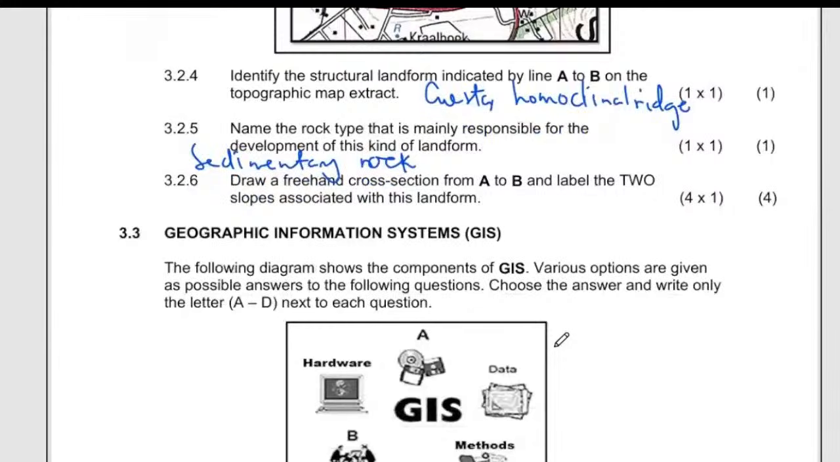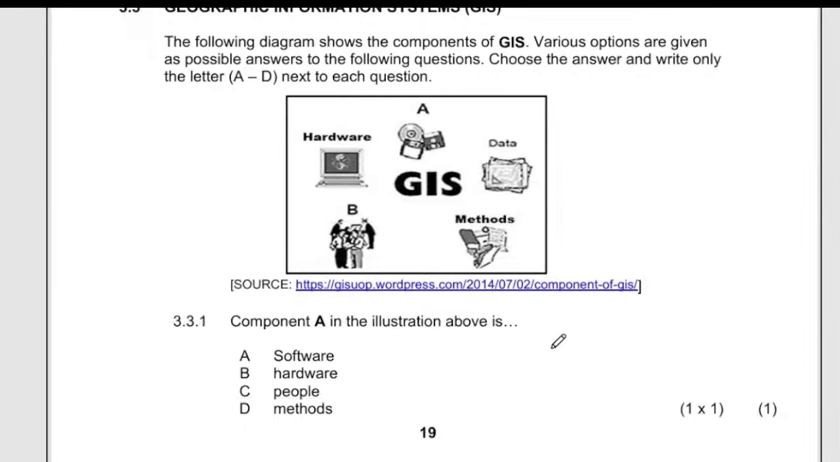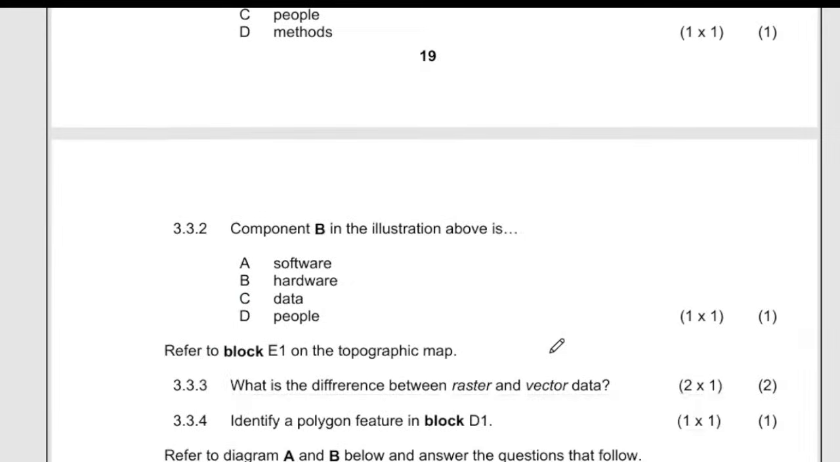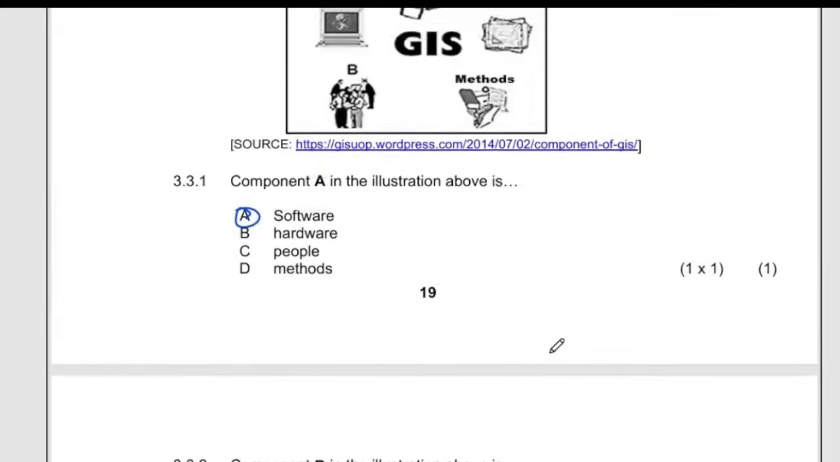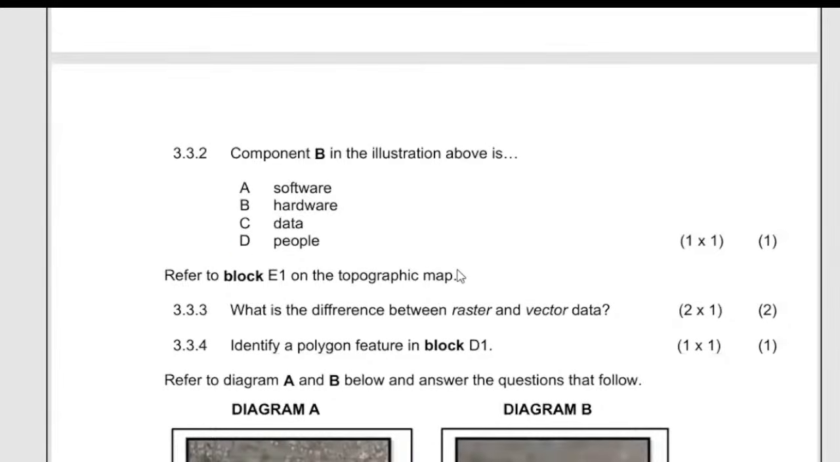Right. Then we move on to the GIS section. The first question says component A in the illustration above is what? We are seeing A there. That is part of the software. Then component B in the illustration above, what is component B? We are seeing these guys there. Those are the personnel, or the people.